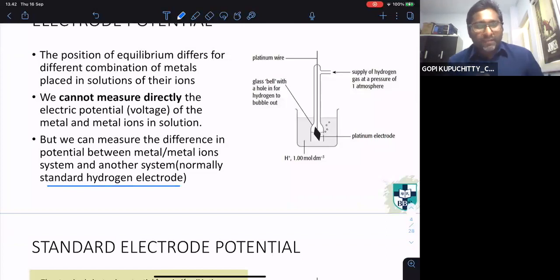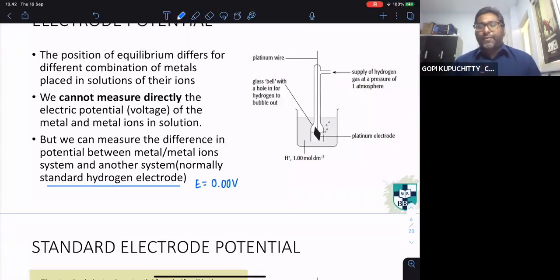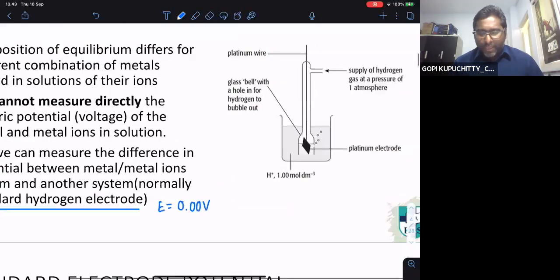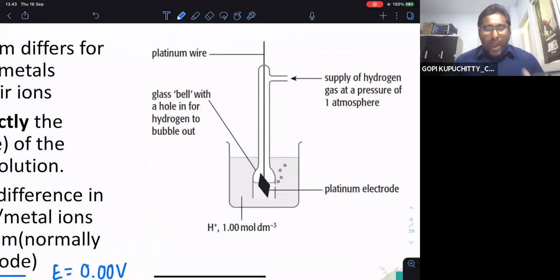And do remember, for the standard hydrogen electrode, the E value is going to be 0.00, because that is going to be your reference. And what is actually a standard hydrogen electrode? You can look at the diagram on the right over here. This one you need to memorize. You need to actually know how to draw it, because they will ask you to draw.